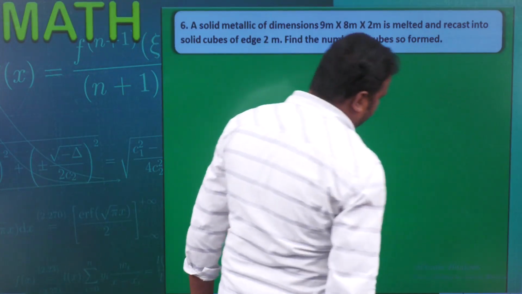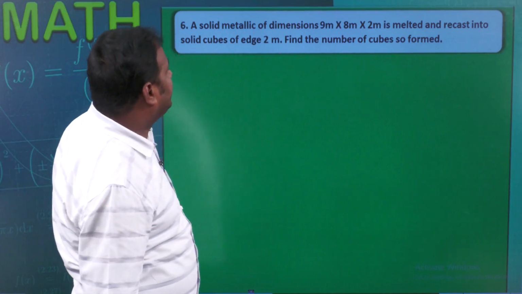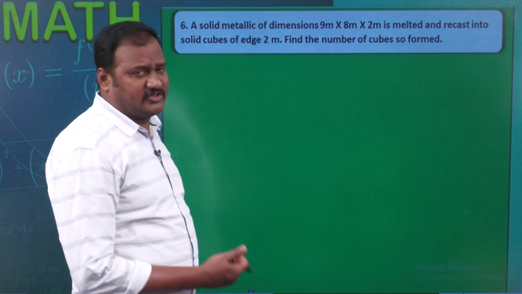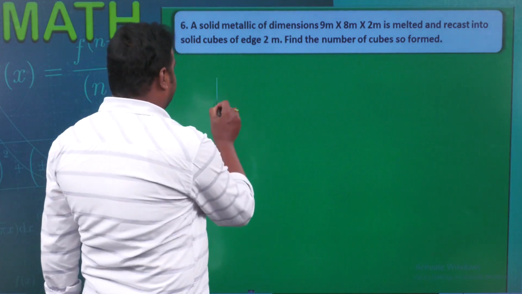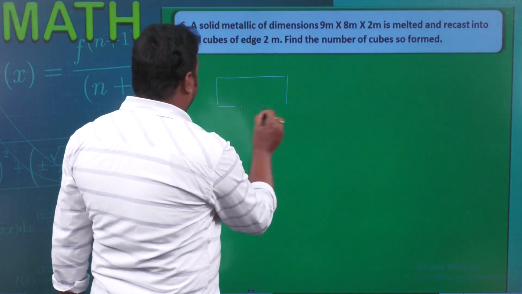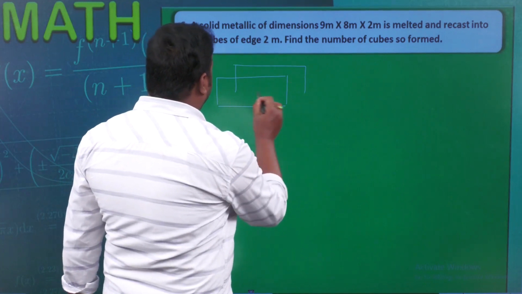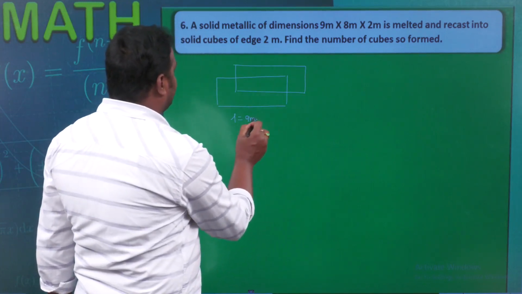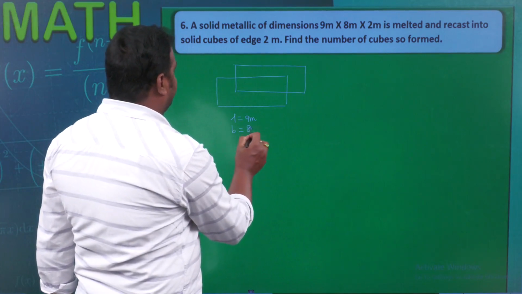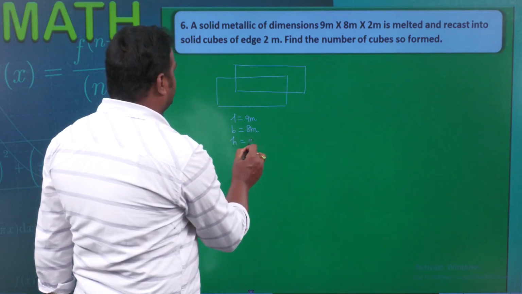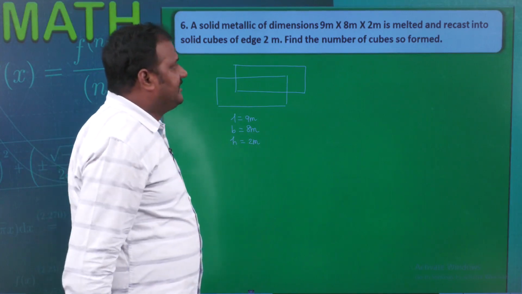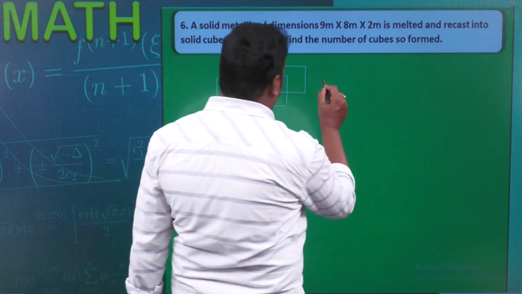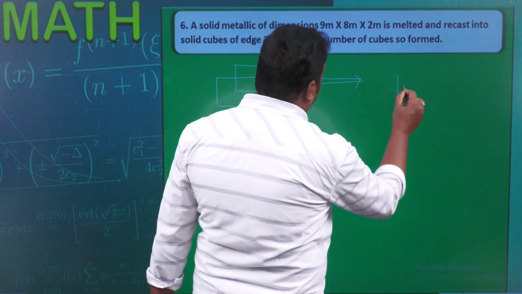So moving on to the next problem, a solid metallic of dimensions. Solid metallic of dimensions means that's a cuboid according to the dimensions. It is a cuboid, whose dimensions are given as: length equal to 9 meters, breadth is equal to 8 meters, and height is equal to 2 meters. It is melted and recast into solid cubes of edge 2 meters.